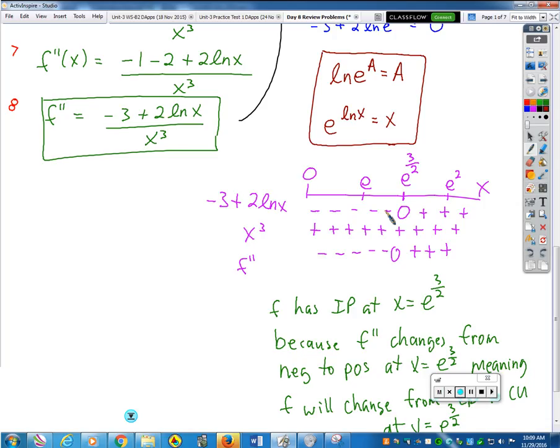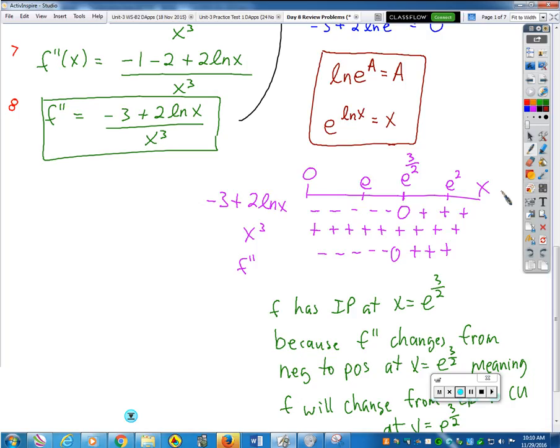We had to find a value of x that's larger than e to the 3 halves. Someone last period suggested e squared. The natural log of e squared is, say it, 2. 2 times 2 is? 4. Plus negative 3. That's why those are positive. The x squared factor, x cubed factor is always positive because we're only dealing with positive values of x.